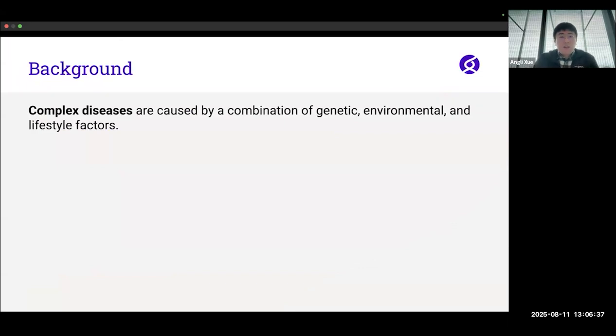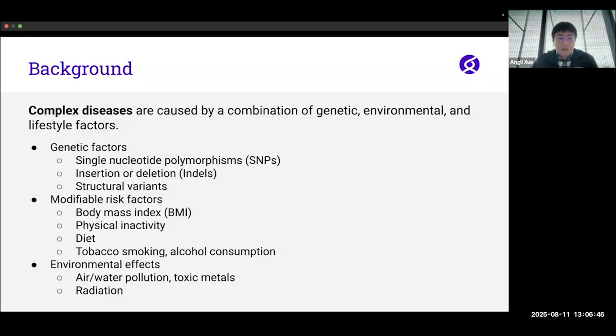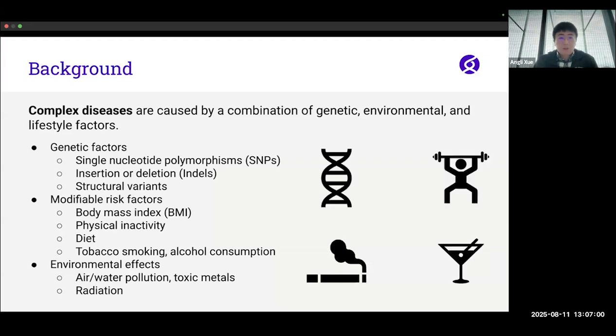So I'll start by introducing the concept of complex diseases. Complex diseases are caused by a combination of genetic, environmental, and lifestyle factors. As you can imagine, all kinds of different factors play a role and contribute to complex disease risk, like genetic effects, modifiable risk factors like BMI and physical activity, and also environmental effects as well.